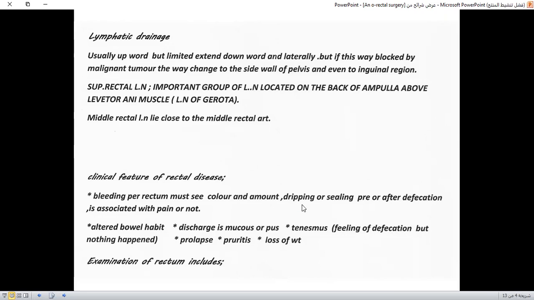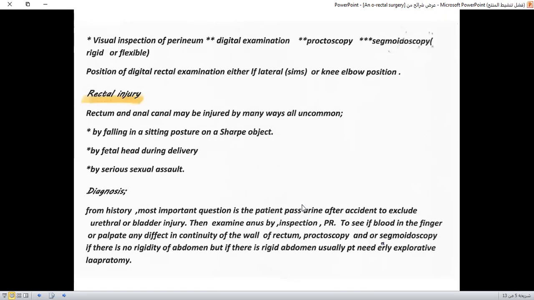Examination of the rectum includes visual inspection of the perineum, digital examination, proctoscopy, sigmoidoscopy, which is rigid or flexible, position of digital rectal examination, either left lateral Sims position or knee elbow position. وطبعا ما ننسى انه الباريوم enema is also of diagnostic value of rectal disease.